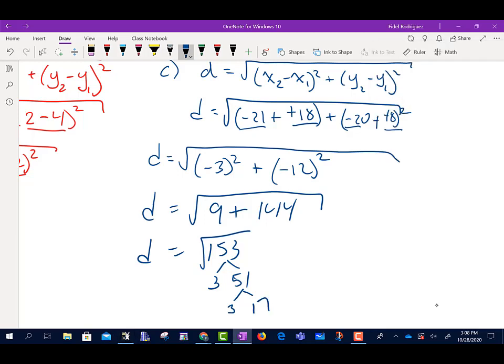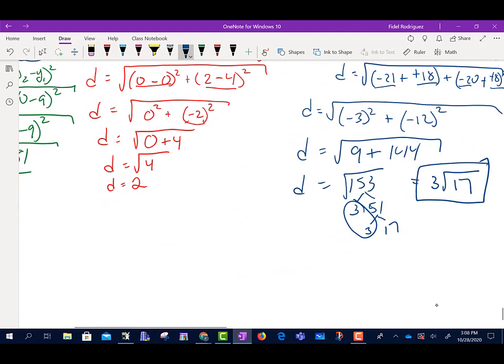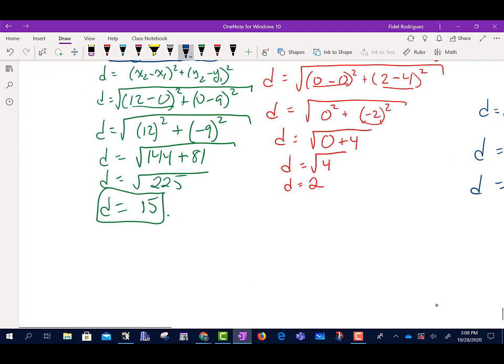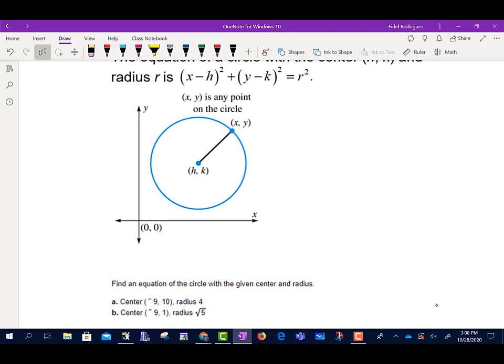3 and 17. So notice, what do we have a pair of? We have a pair of 3s. What do we not have a pair of? 17s, and that one stays as it is. All right. So let's see. Okay, we're almost done here. I think this is the last part, y'all.